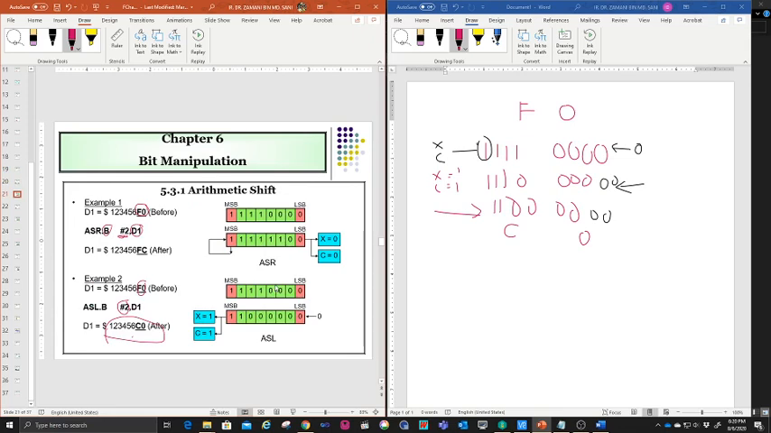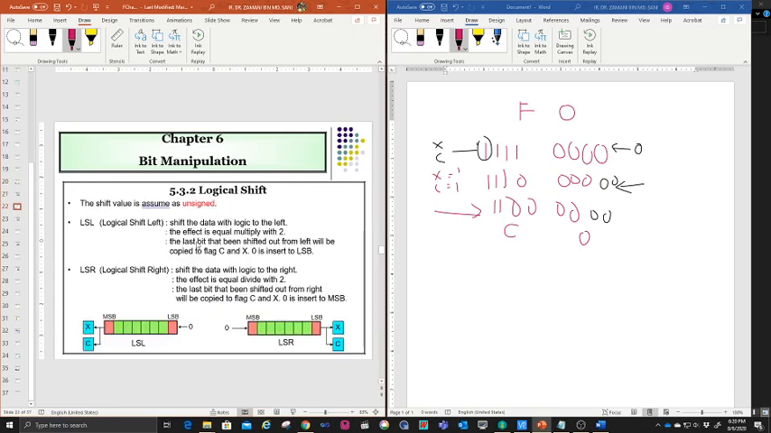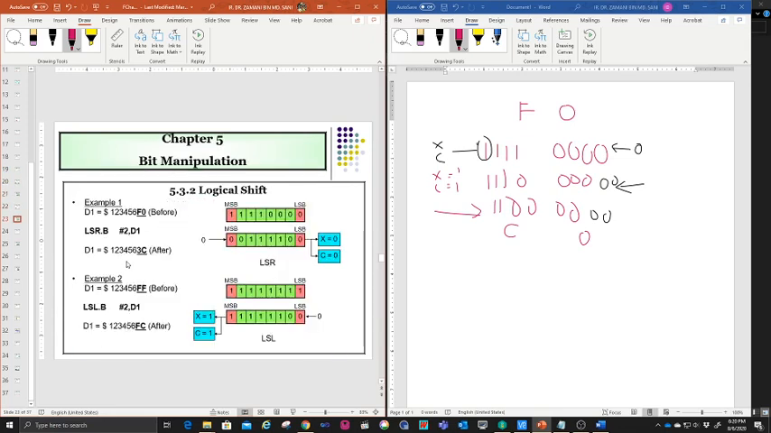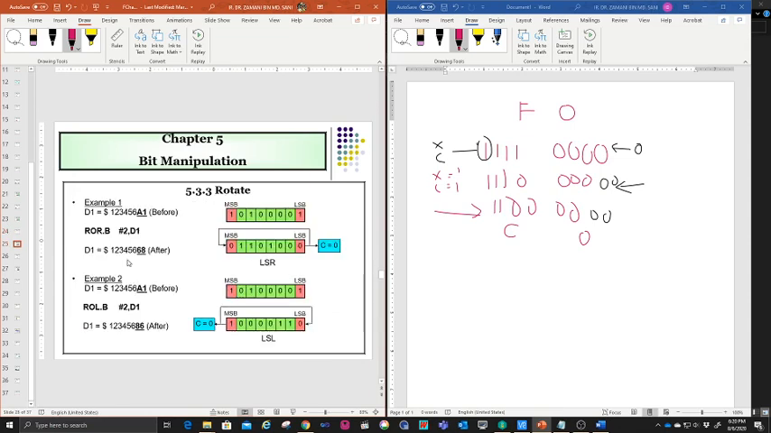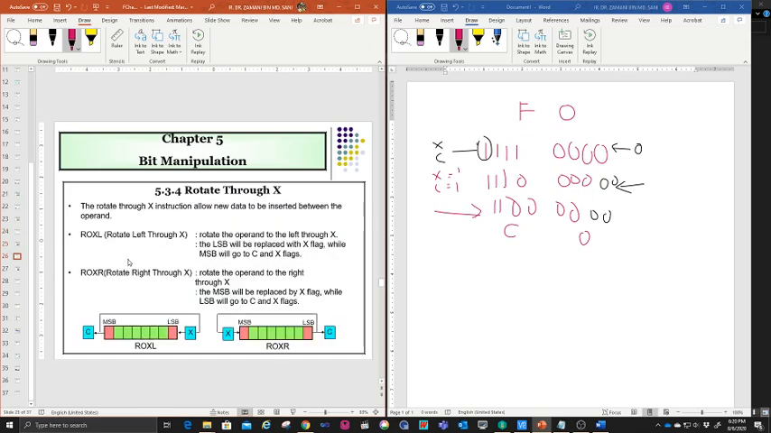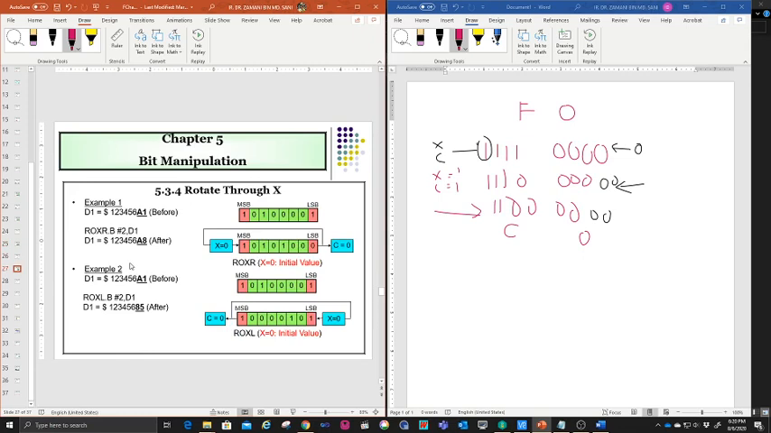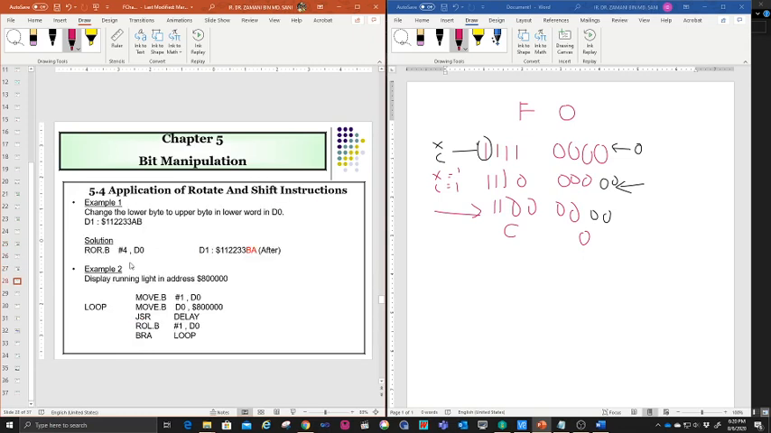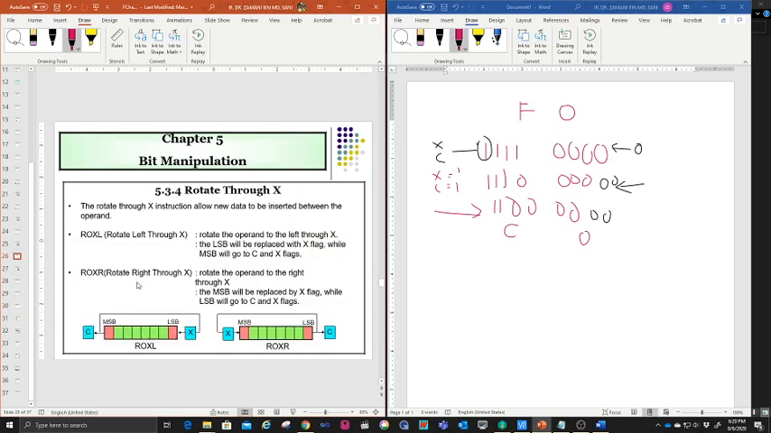Okay, so for the shift and rotate, logical shift right, and this one, I'm going to ask you to learn by yourself, and let's see whether you understand or not. And I'm going to give you a tutorial. So remember, try yourself first on this one, up to this one. Okay, thank you very much.